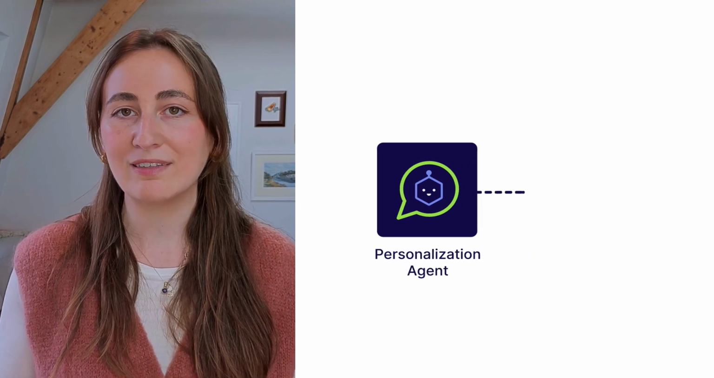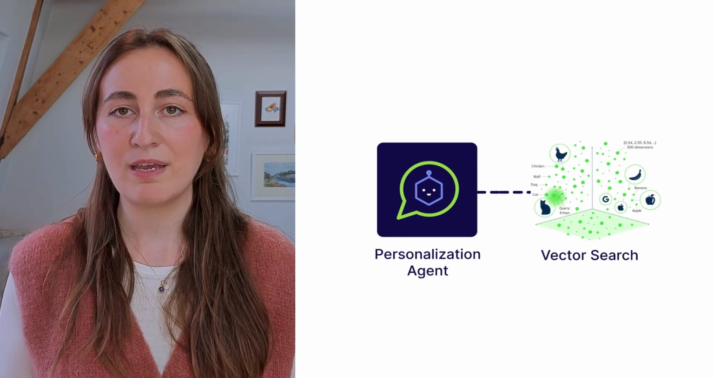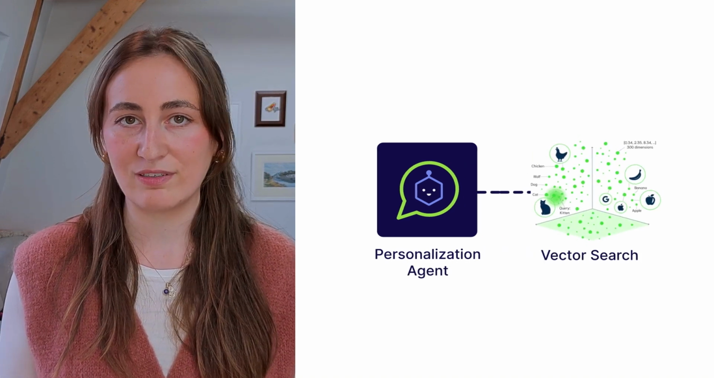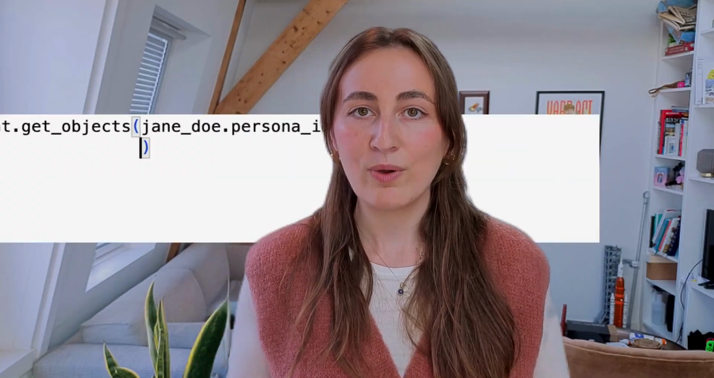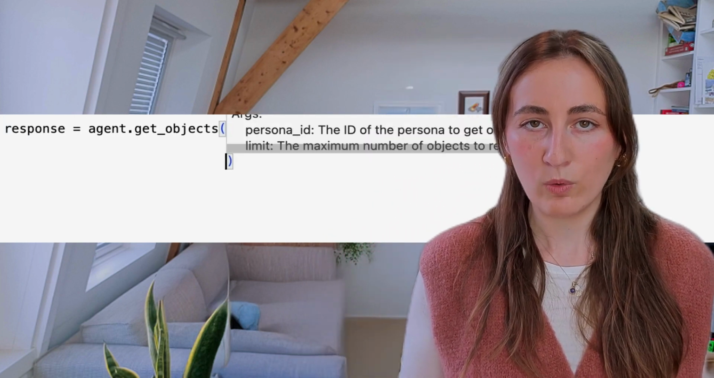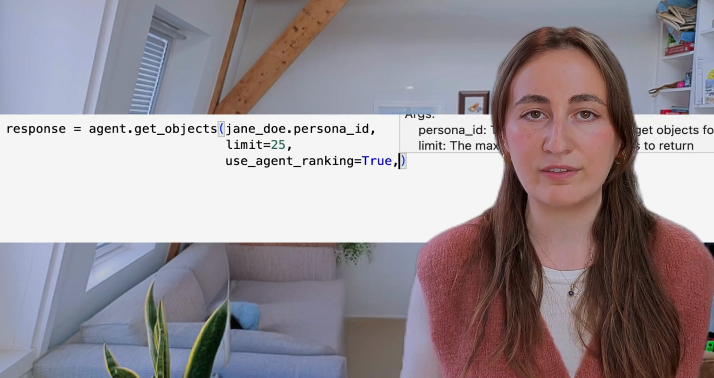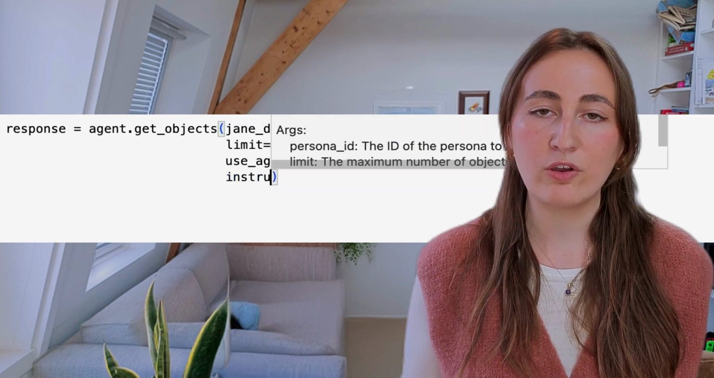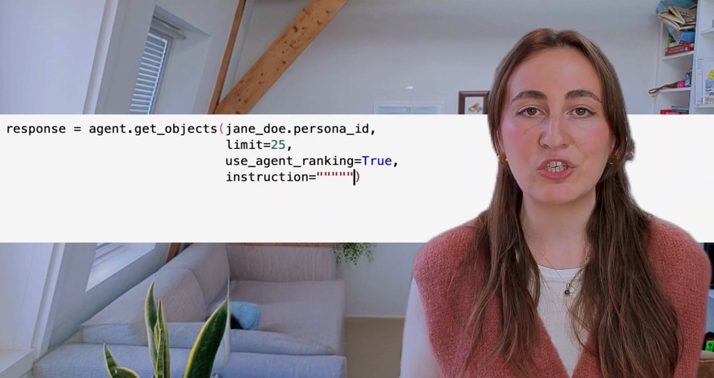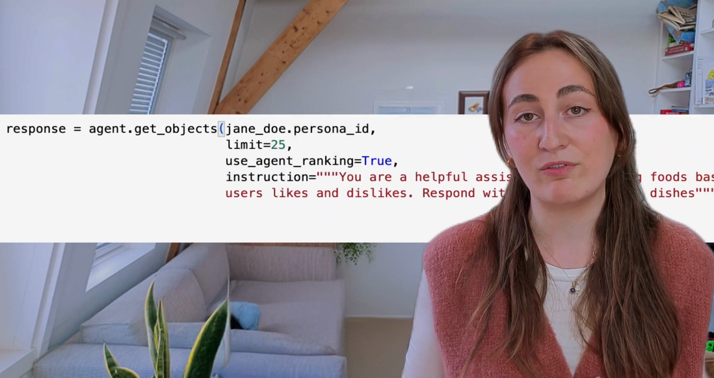Now here's the cool part. If you don't want to use an LLM, the personalization agent also works with classic nearest vector search based on persona and interactions. But optionally, and more interestingly, you can also ask for agent ranking. When asking for agent ranking, we can also provide an additional instruction to give even more clarity to the agent as to what kind of ranking or recommendations we want our application to give to our users.